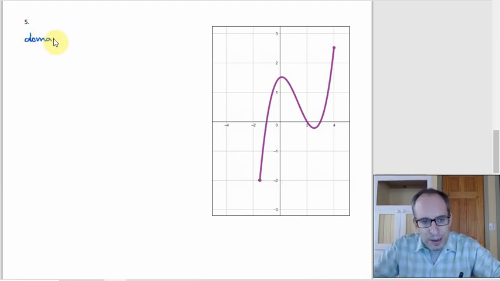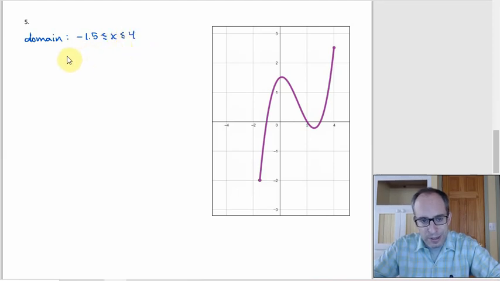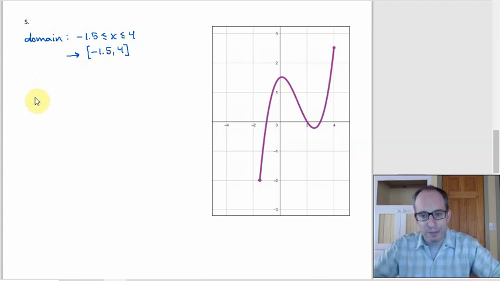But the domain, it would be all the x values between negative 1.5 and then over here 4, since this is the point that's farthest to the right. So if you wanted to write that out just as an inequality first, it's negative 1.5 less than or equal to x less than or equal to 4, and then as an interval, it would be negative 1.5 to 4, like so.